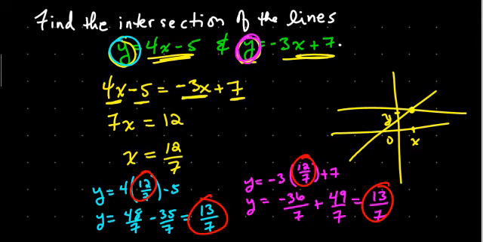So our solution is going to be 12 sevenths and 13 sevenths. That's where these 2 lines are going to intersect. Okay.